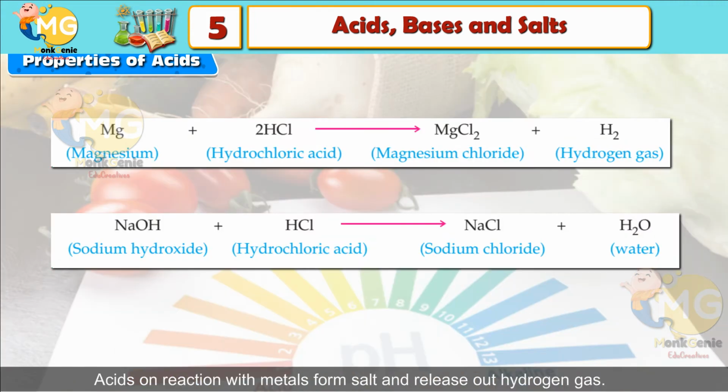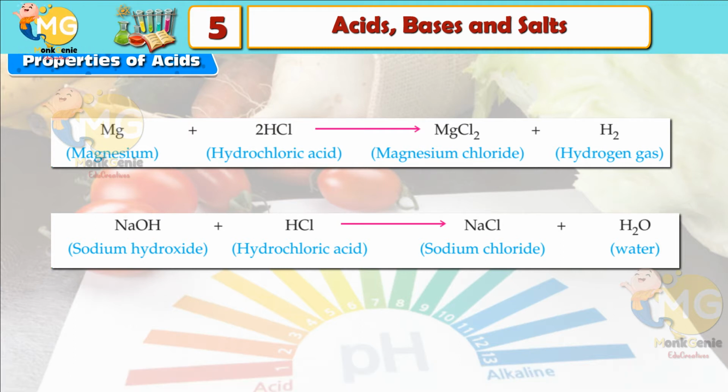Acids on reaction with metals form salt and release hydrogen gas. Mg, magnesium, plus 2HCl, hydrochloric acid, gives MgCl2, that is magnesium chloride, plus H2, hydrogen gas. Acids on reaction with bases form salt and water. NaOH, sodium hydroxide, plus HCl, hydrochloric acid, results in NaCl, sodium chloride, plus H2O, that is water.